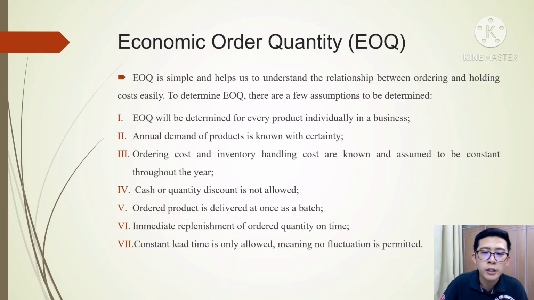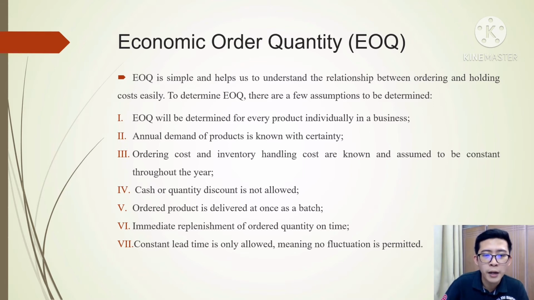Economic order quantity, also known as EOQ, is simple and can help us understand the relationship between ordering and holding costs easily. To determine EOQ, there are a few assumptions that we need to determine.